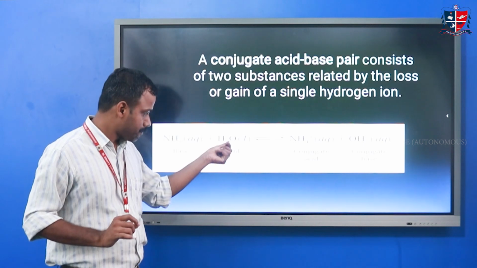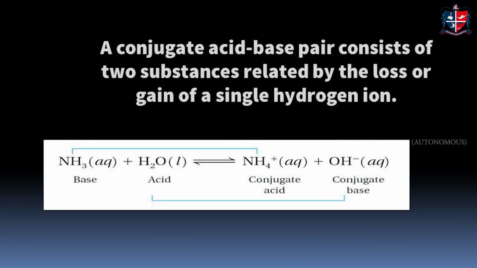Similarly, water donates a proton to the ammonia molecule, so it is an acid, and it gets converted into OH minus ion. So water and OH minus ion, we can call it a conjugate acid-base pair. Here the acid is water and the base is OH minus.